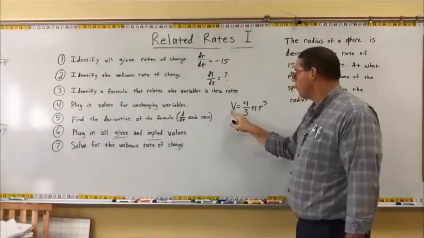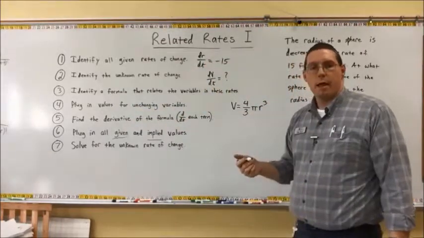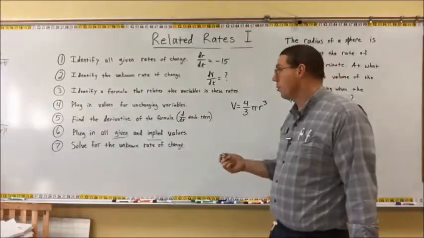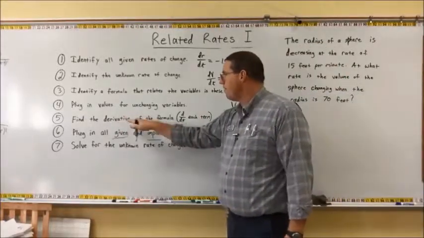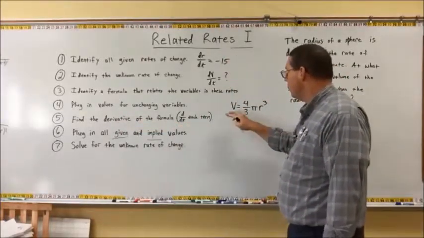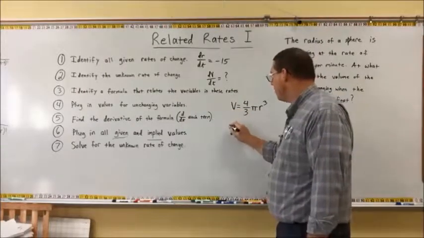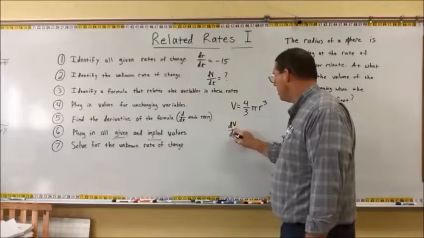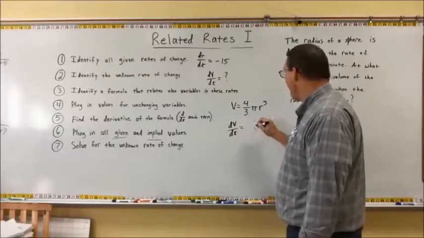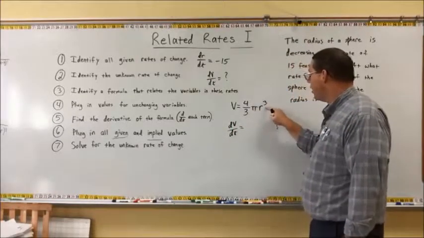All right, so now, plug in values for unchanging variables. Well, there's only two variables, volume and radius. And both of them are changing. So we're not going to do step 4. Step 5, find the derivative of the formula. We need to take d/dt of this and this. Well, the derivative of V is dV/dt equals. Now, 4/3 pi r cubed.